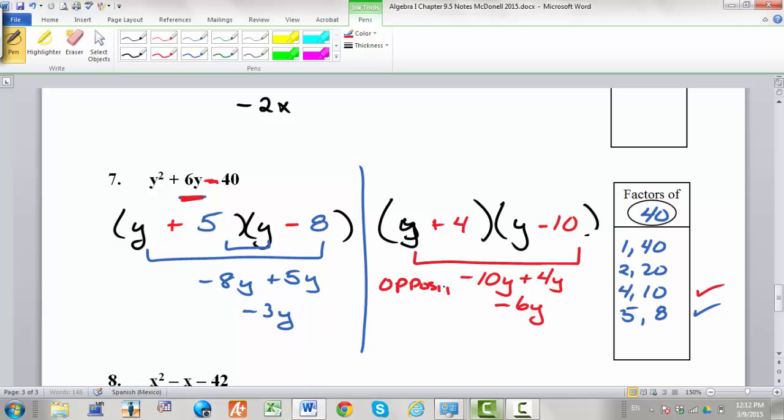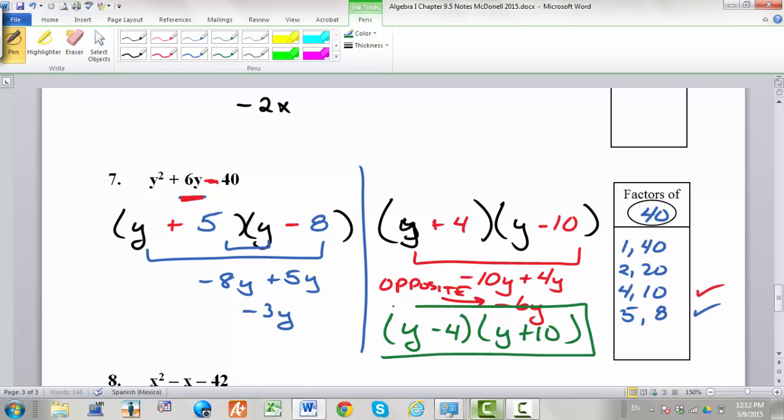Since it's the opposite of what we want, to write our answer we're going to write down the opposite of positive 4 and the opposite of negative 10, and our answer will be y minus 4, y plus 10. Once again, the reason we changed the signs is because we got the opposite of what we wanted in our problem.